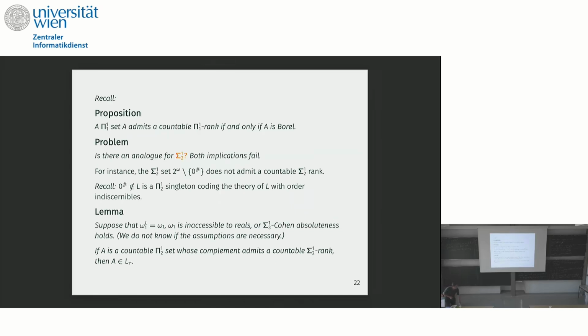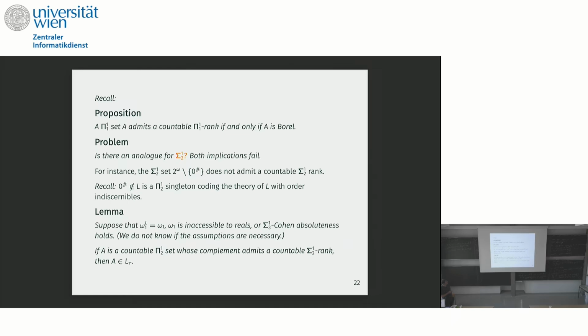Second problem I mentioned, which sets admit countable ranks. We know this one for Π¹₁ sets is very easy. And what about an analog for Σ¹₂? Does a Σ¹₂ set admit a countable rank if and only if it's Borel, for example? Well, the problem is both implications fail. If you have a Δ¹₂ set, it has a rank of length 1, and it doesn't need to be Borel, so the implication from left to right fails.